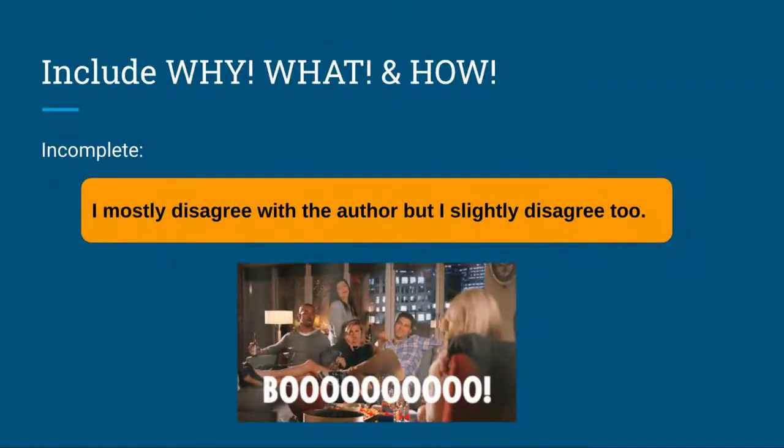No matter what your position is, you have to include why, what, and how in your thesis. You can never just simply agree or disagree and just say, I agree with the author, period. That is not a thesis, okay? So here is an example of what you don't want to do. Incomplete. I mostly disagree with the author, but I slightly disagree too. That would be a failing thesis, okay? Because you're not telling us why, what, or how.